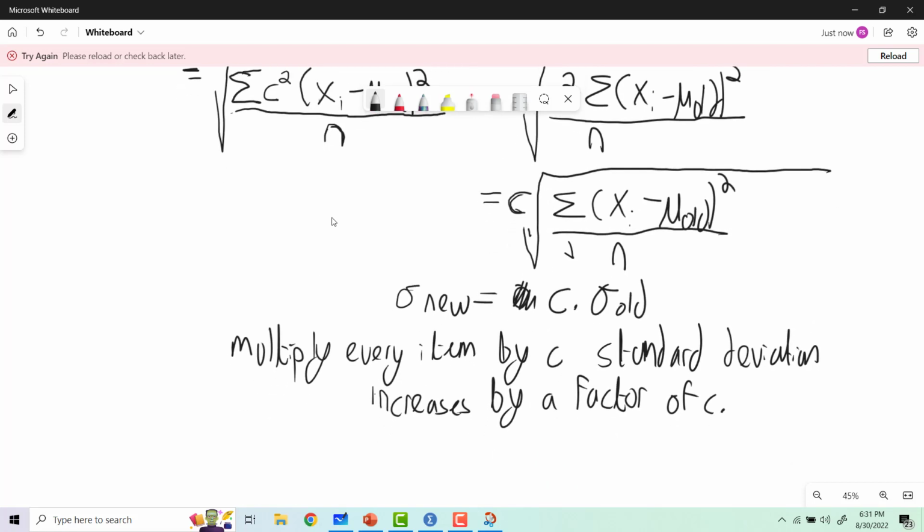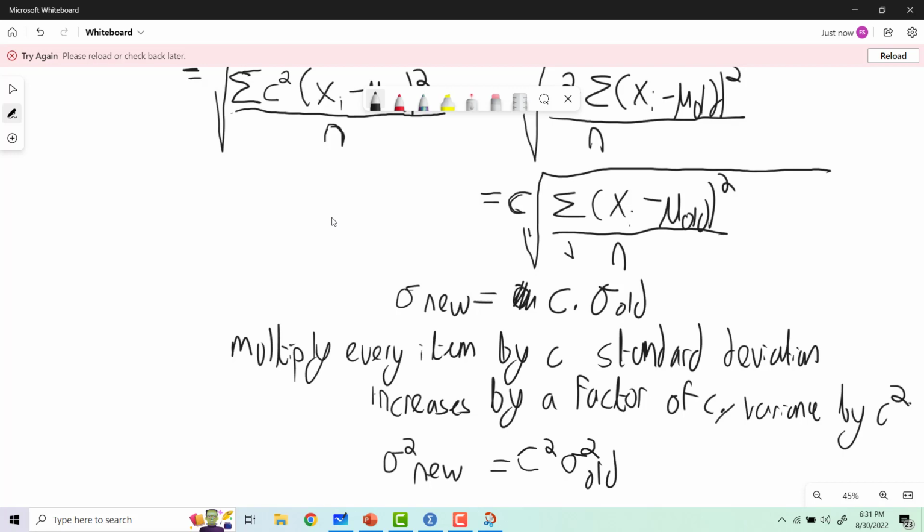And one last thing. Let's just square sigma new. So we have sigma squared new, which is basically equal to c squared sigma old squared. So if we multiply every item by c, the standard deviation increases by a factor of c, and the variance by c squared.